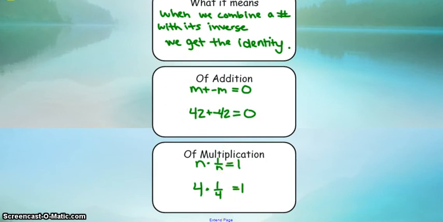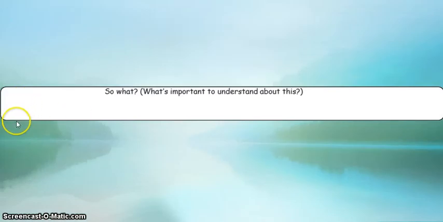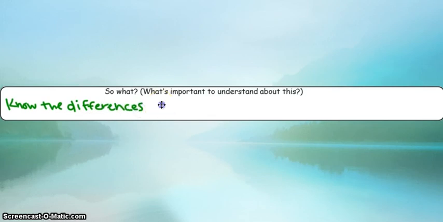Alright, your so what for this frame is: know the differences between the properties and know the names. It's good if you can use these, but it's going to be better if you can use their names while you use them.